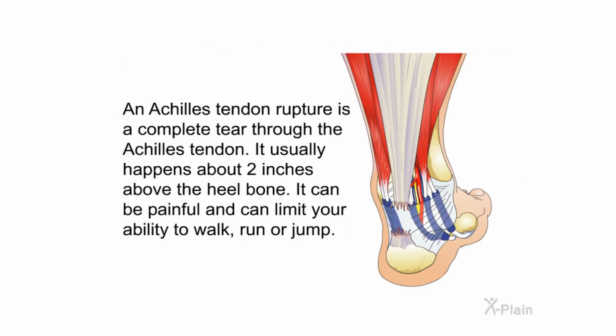An Achilles tendon rupture is a complete tear through the Achilles tendon. It usually happens about 2 inches above the heel bone. It can be painful and can limit your ability to walk, run, or jump.